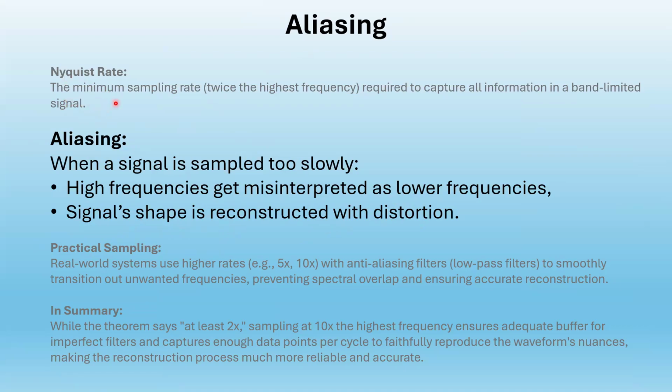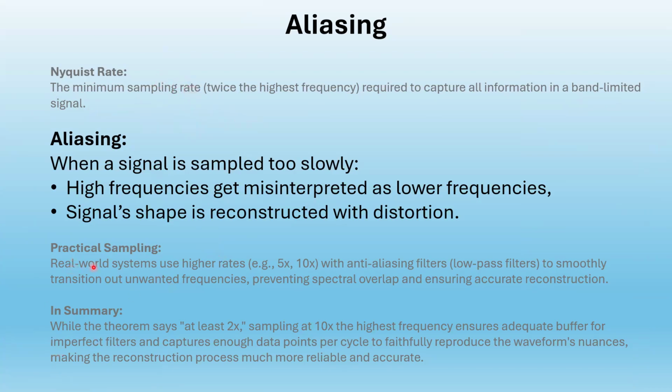Nyquist rate, so that's the minimum sampling frequency: twice the highest frequency, in order to capture all the information in a band-limited signal, which means, let's say, from 20 to 20 kilohertz, that would be limited by the band, right? All right, so that's just a thing that we already know.